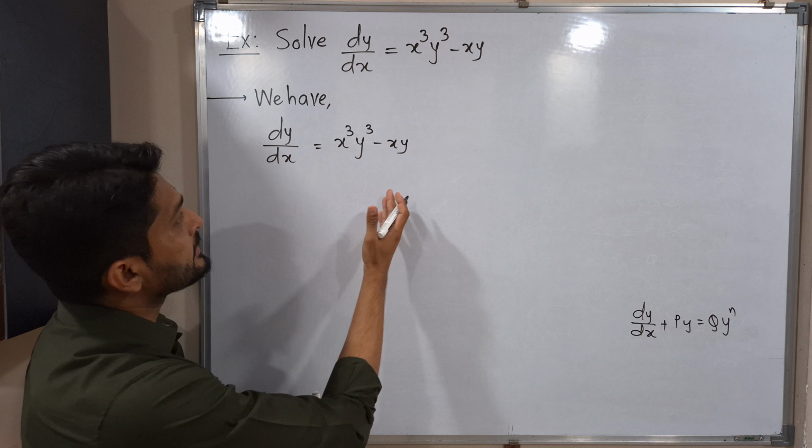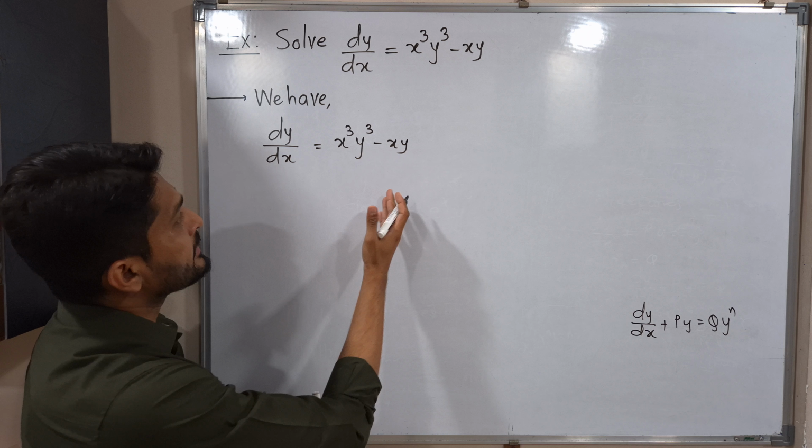So dear students, let us discuss this interesting example. This differential equation we have, and our target is to find its solution. Let me note down the given differential equation first. What is the differential equation we have? We have dy by dx is equal to x cube y cube minus xy.